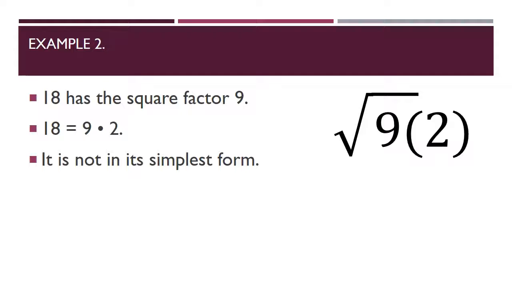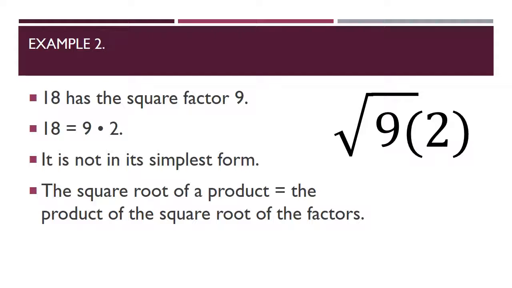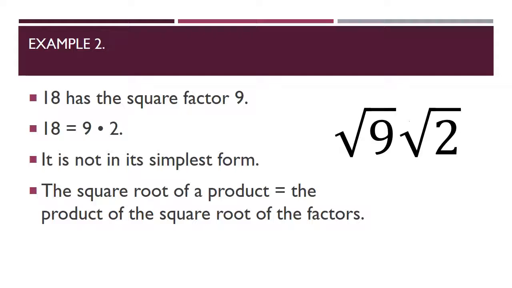So what I can do is use the fact that the square root of a product, which is square root of 18 in this case, is equal to the product of the square root of the factors. That means instead of writing square root of 9 times 2, I can write this as square root of 9 times square root of 2.